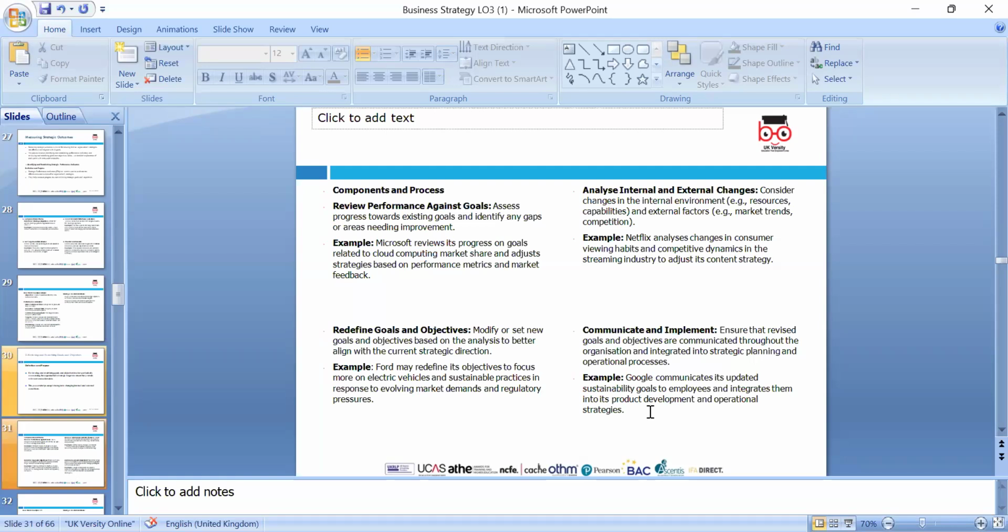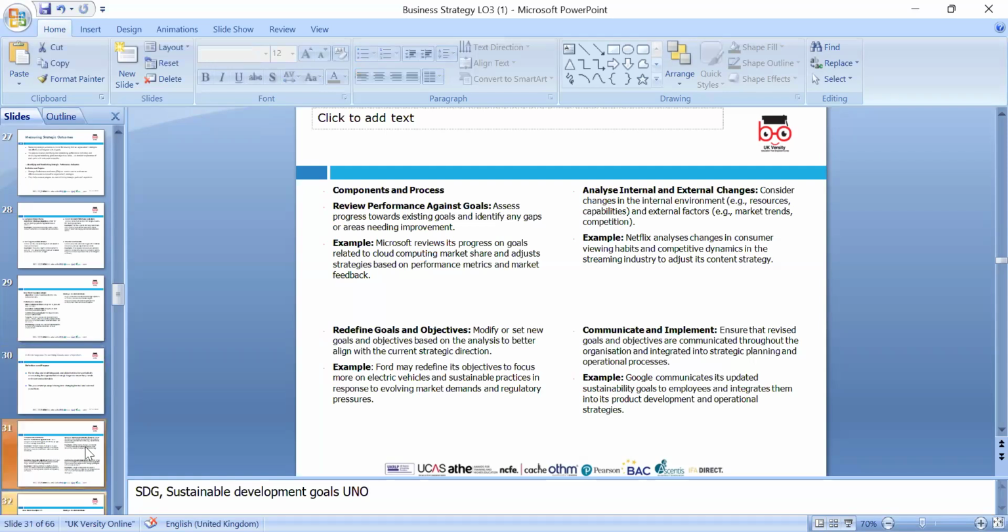So internal is within the company, external is outside, like Netflix, because streaming is growing. Communicate and implement: ensure the revised goals are communicated, like Google communicating updated sustainability goals. So we had a discussion on SDG. What does SDG stand for? It is the Sustainable Development Goals of the UNO. So that's the key objective we really need to look at.